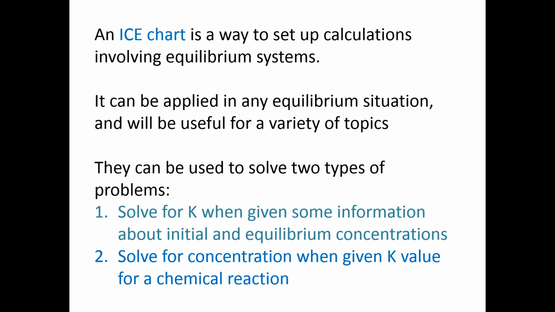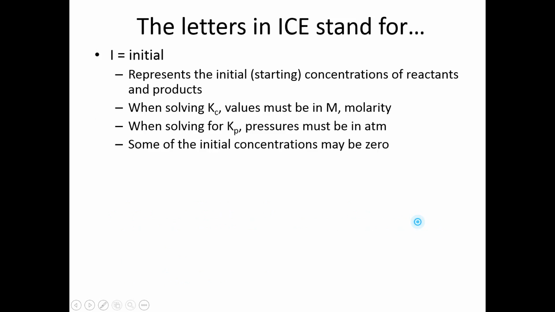There are two types of problems we can use an ice chart to solve. Type 1 is solving for K when you're given some information about initial and equilibrium concentrations. Our first video on ice charts was about problem type 1. This video is going to be about problem type 2, solving for concentration when you know the value of K.